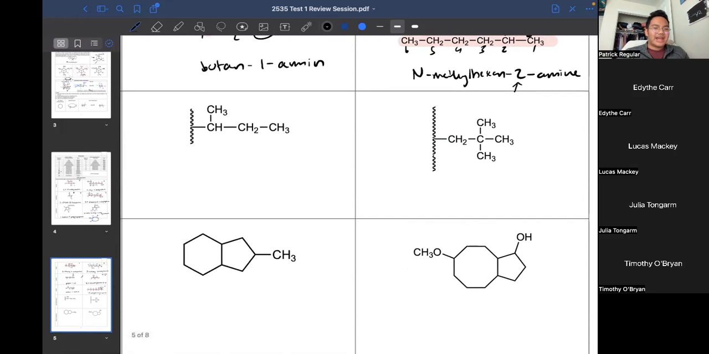All right. Now the branches are really stupid, but kind of easy to put together. So you guys know like your propyl, your ethyl.